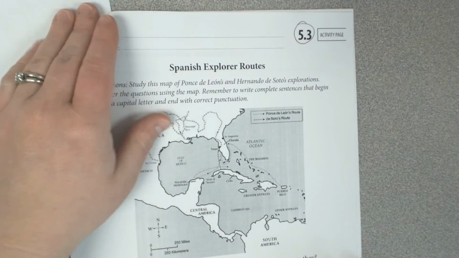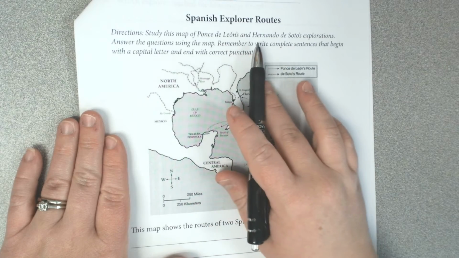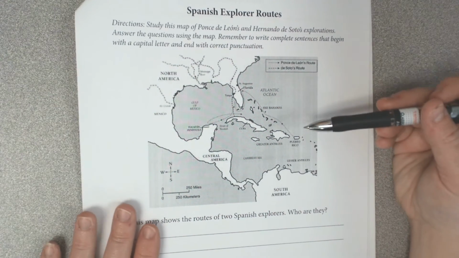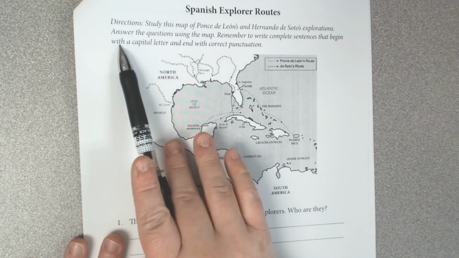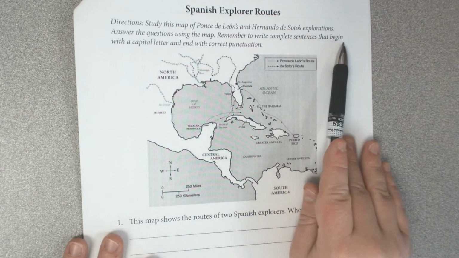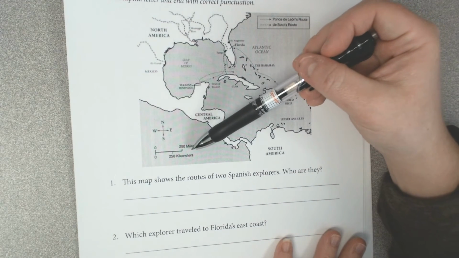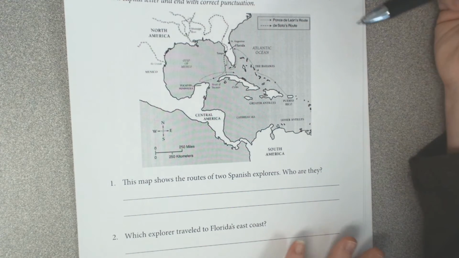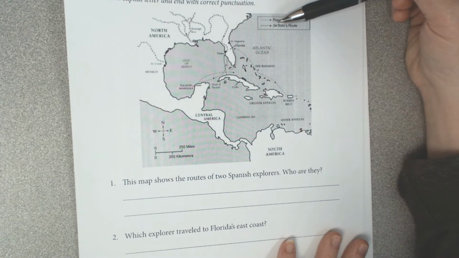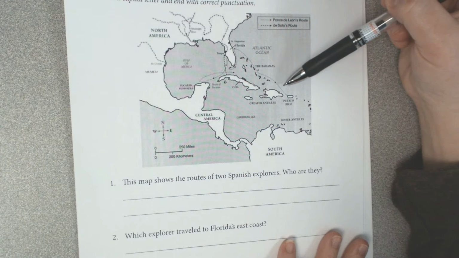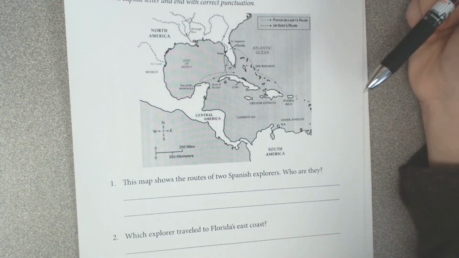Okay? In 5.3, we're going to look at the Spanish explorer routes. It says, study the map of Ponce de Leon and Hernando de Soto's explorations. If you're confused, here's even a map of where they went. Answer the questions using the map. Remember to write complete sentences that begin with a capital letter and with correct punctuation. Here I've got my compass rose, and a key with some miles. The short dotted lines talk about Ponce de Leon's route, and De Soto's is more of a line. You see that Ponce de Leon is more in the Caribbean Sea, whereas De Soto really got his footing on land, looking all up in here, didn't he?